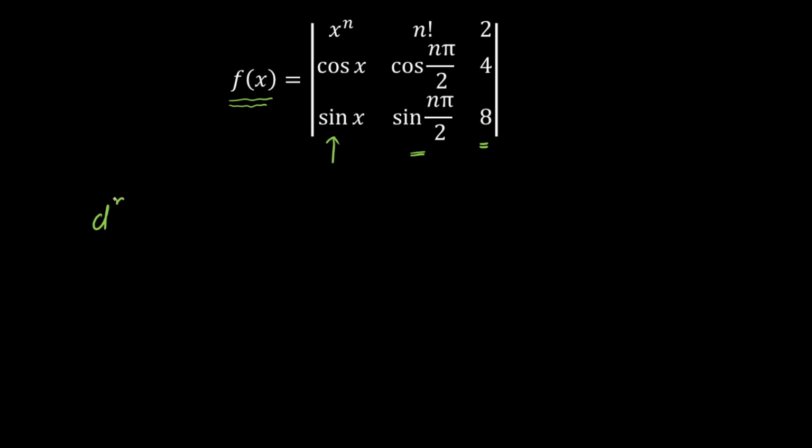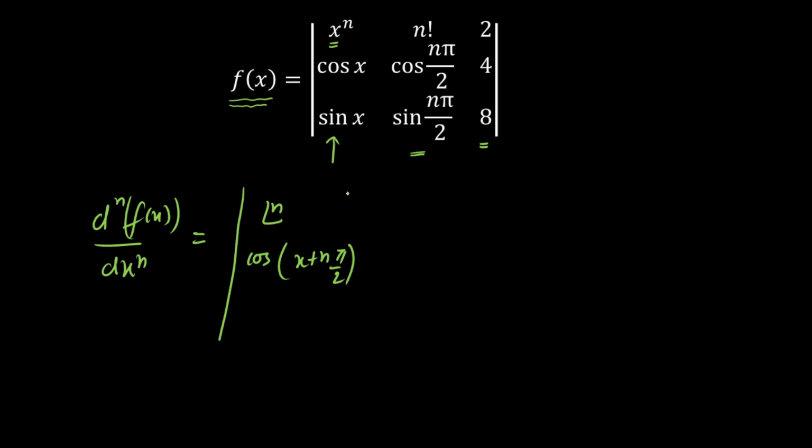So let's calculate the nth order differentiation of f of x with respect to x. That means I have to differentiate column 1 n times. And now that we have generalized, the differentiation of x raised to power of n, n times will be n factorial. Similarly, differentiation of cos of x n times will be cos of x plus n pi by 2. Similarly, differentiation of sine of x n times will be sine of x plus n pi by 2. Now, column 2 and column 3 will remain intact. That is n factorial, cos of n pi by 2, sine of n pi by 2, and the third column will be 2, 4 and 8.